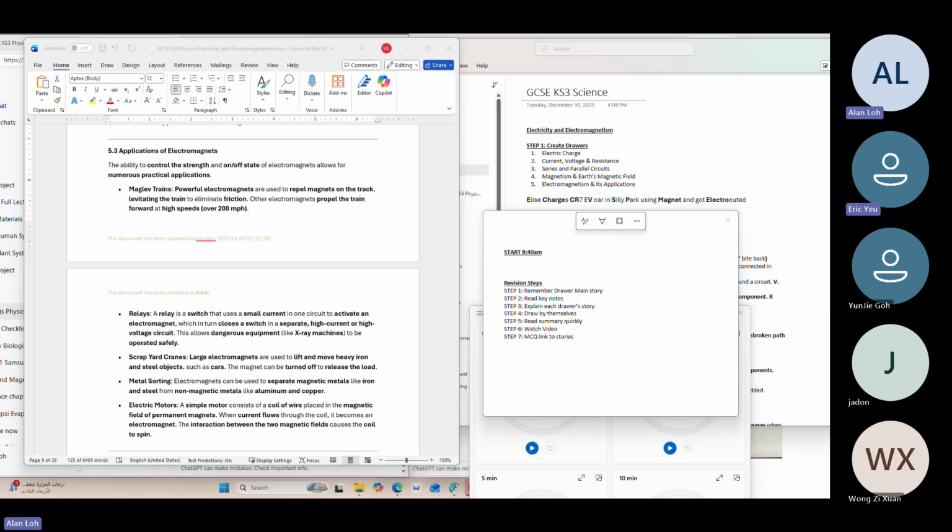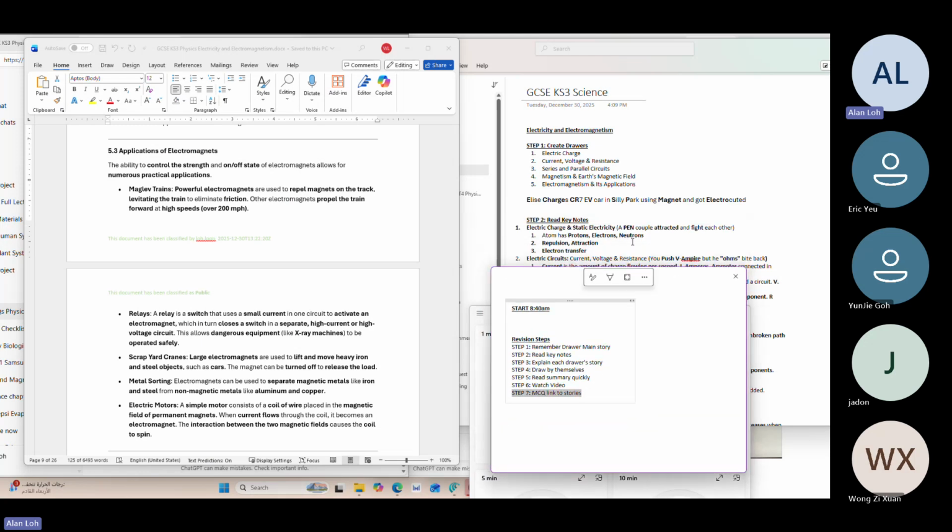I learned that electric charge has protons and neutrons that decide whether the thing has a positive charge or a negative charge. Yes. That is point number 1, right?